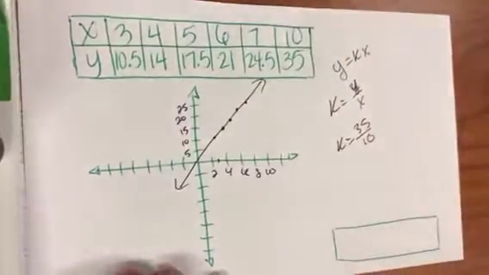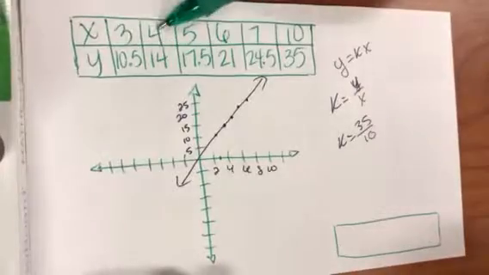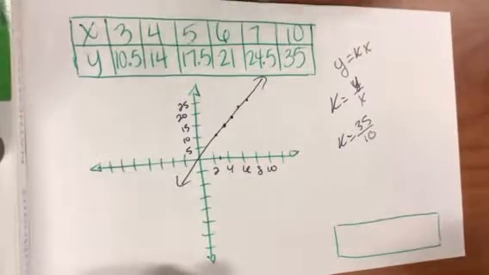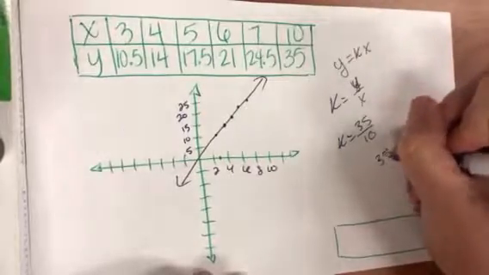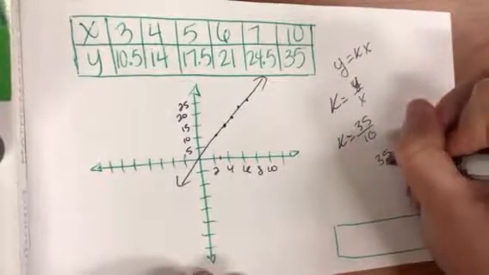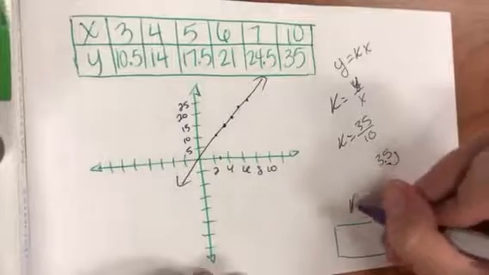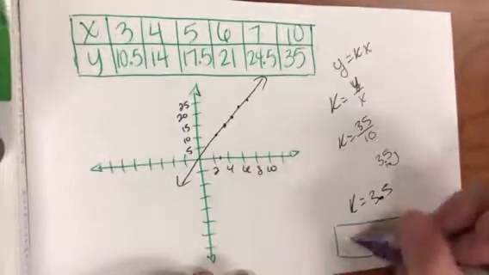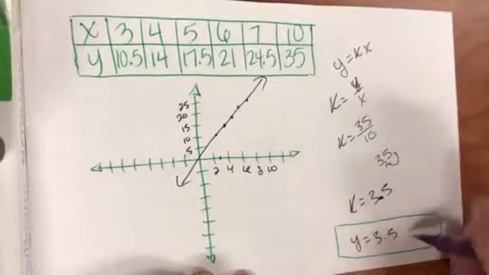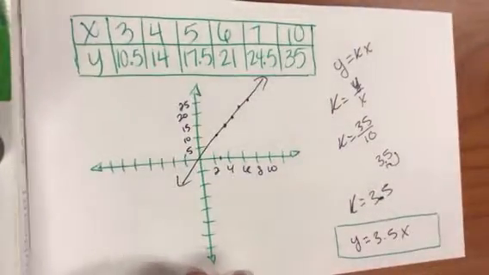I love dividing by 10. You could have done 14 over 4. I know, but I wanted to do the prettier one, because 10 is easy. It's easier with the decimal, because if I divide by 10, I just move my decimal one place. It's 3.5. So my k equals 3.5. So what's my equation? y equals 3.5x. And we are done.